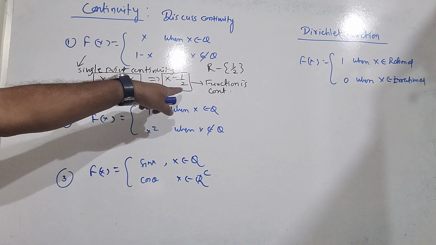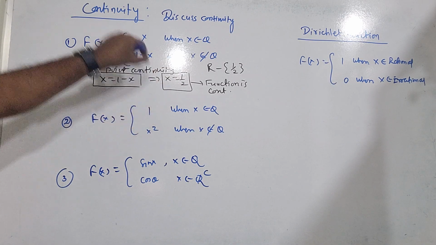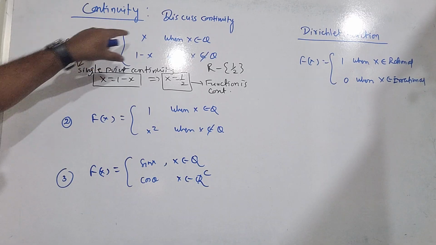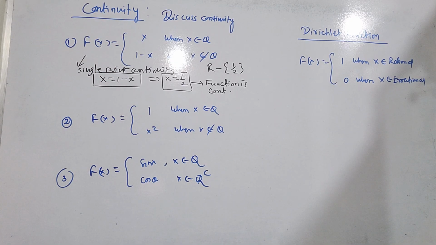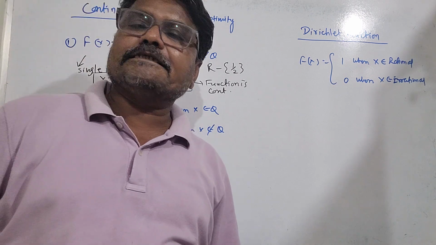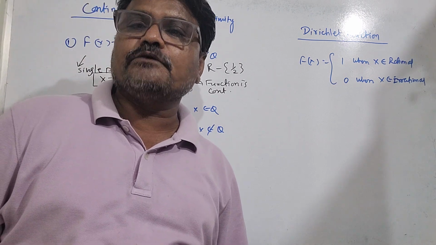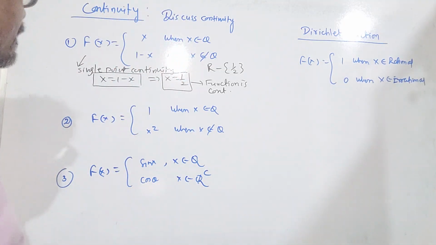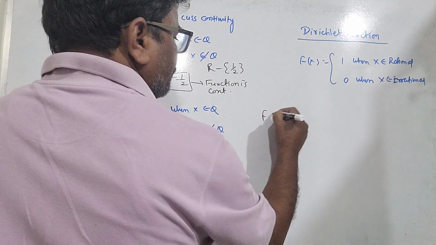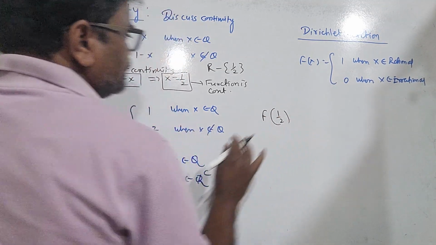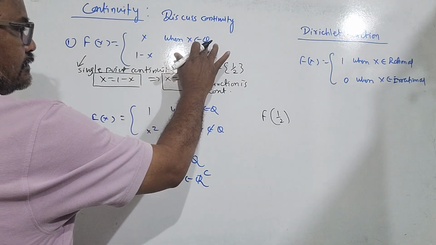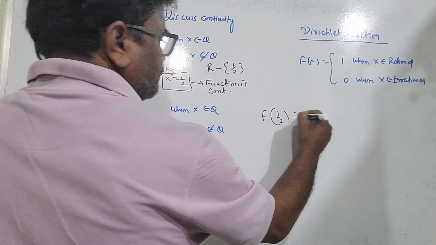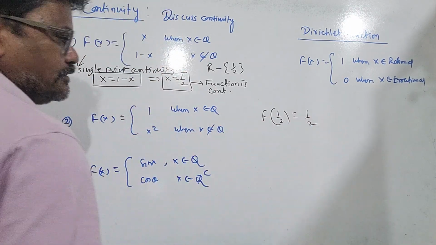And how can we find out this point of continuity? We can solve this equation x equal to 1 minus x. Now you can also verify whether it is true or not. How can we say that this x equal to 1 by 2 is the point where the function is continuous? See, when I find out f of 1 by 2, 1 by 2 is what? Rational. So therefore this definition we will use, that is equal to 1 by 2.